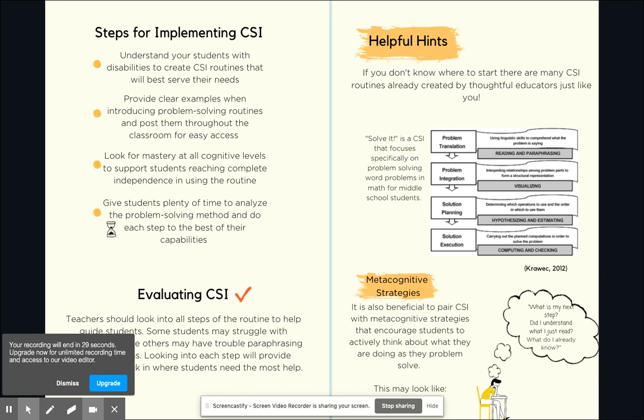When it comes to evaluating CSI, teachers should look into all steps of the routine to help guide students. Some students may have struggles with paraphrasing, others may have struggles with tracking their work. Really look into that step. So some helpful hints. If you don't know where to start, there are many CSI routines already created by thoughtful educators like you. Make sure to take your time to research them and find the ones that best suit your needs. It can be really helpful to find metacognitive strategies and use them as well.